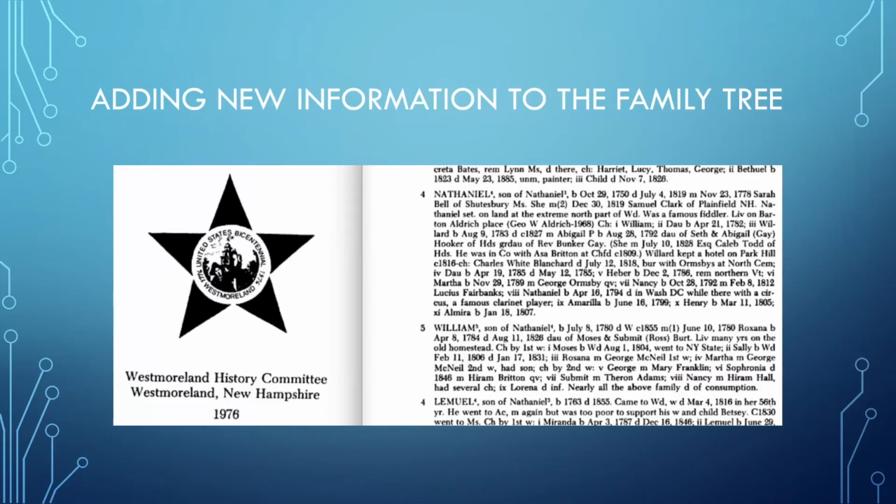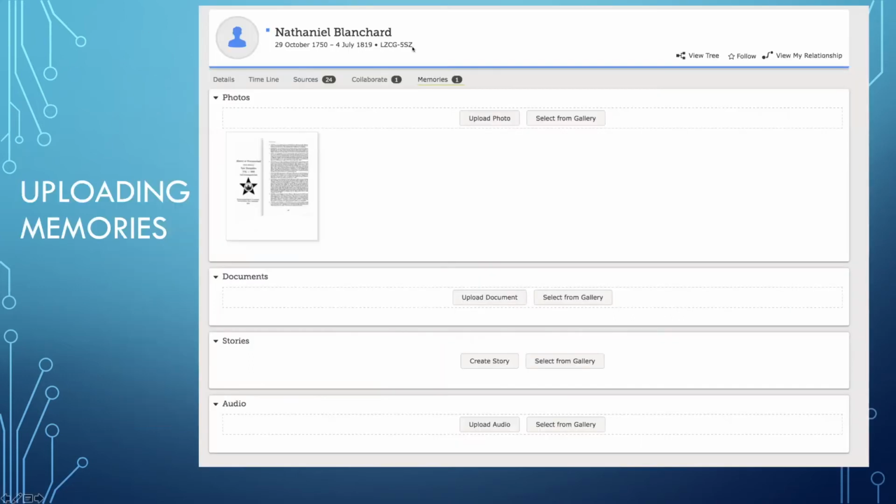Now, as I said, anybody can add information. So I have found this information about Nathaniel and his children in a history of Westmoreland, New Hampshire. If you go to this memories area, it's possible to upload photos. You can upload documents. You can create a story. You could even, I guess, do an audio file. I've never attempted that.